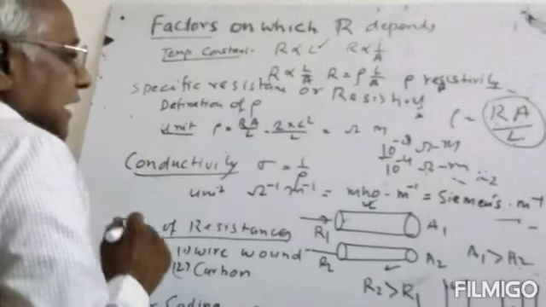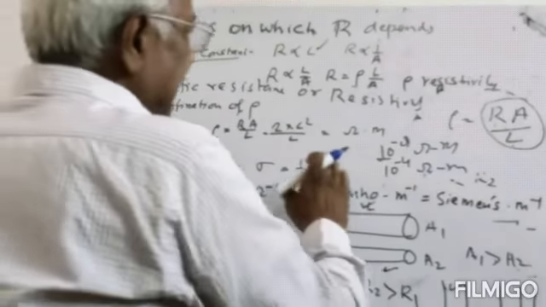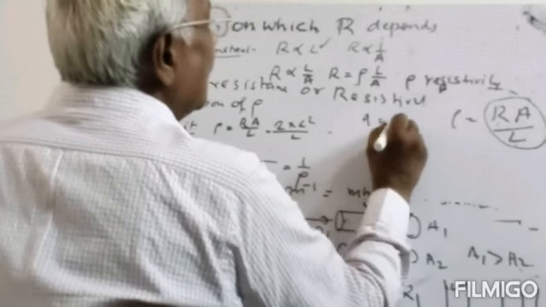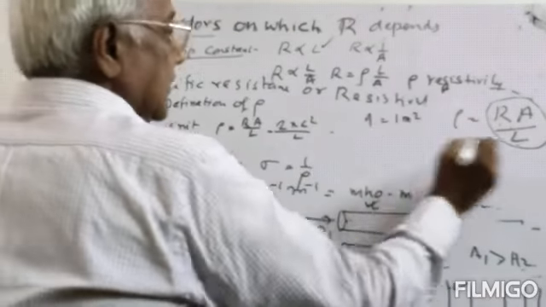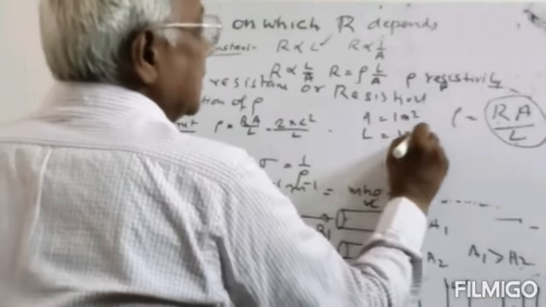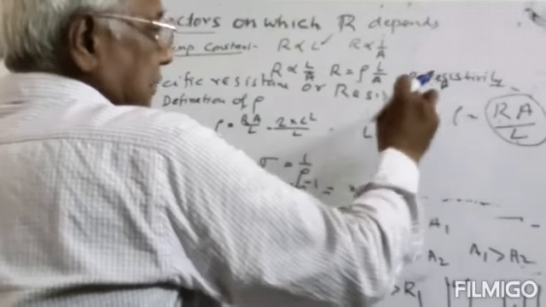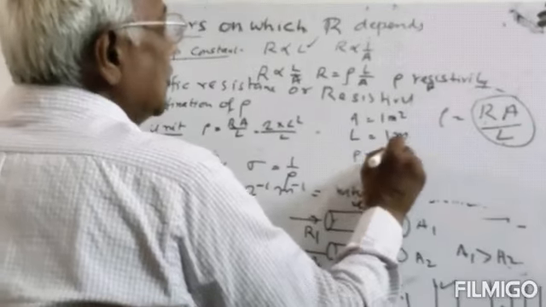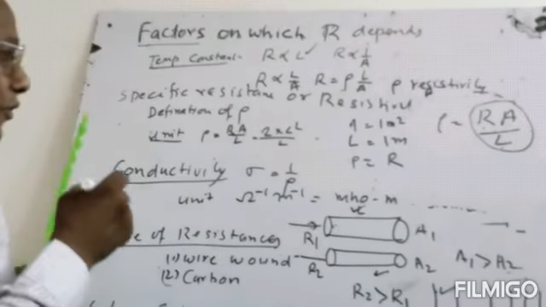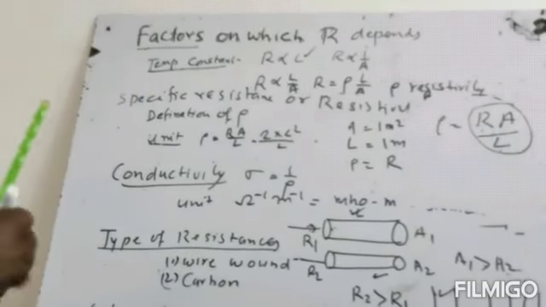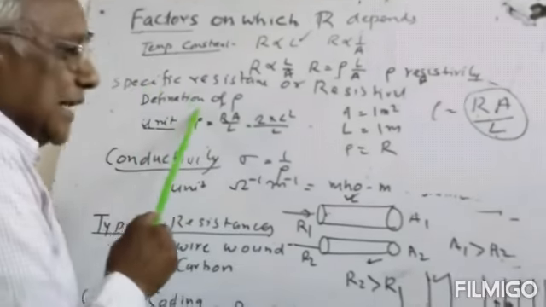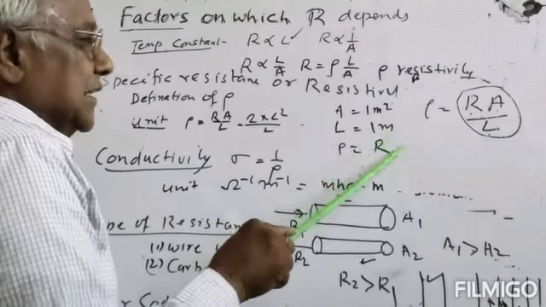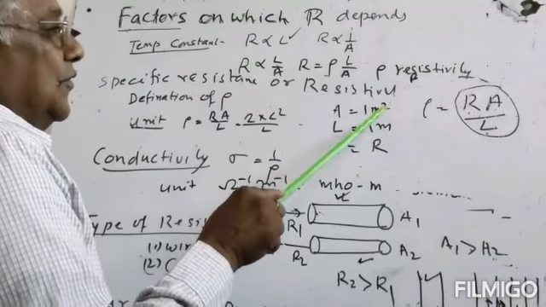So now how can we define the rho? We can define the rho if A is equal to 1 meter square, L is equal to 1 meter. Area of cross section is 1 meter square, L is equal to 1 meter. Then we can define the specific resistance or resistivity. It is the resistance of a conductor whose length is 1 meter and whose area of cross section is 1 meter square.